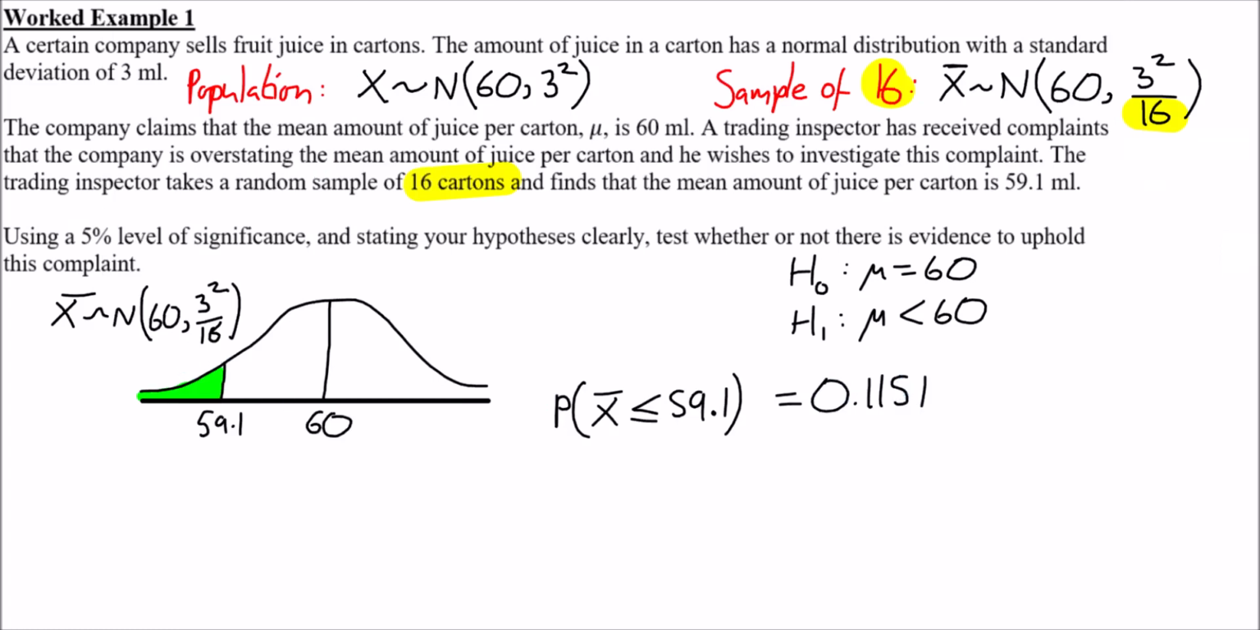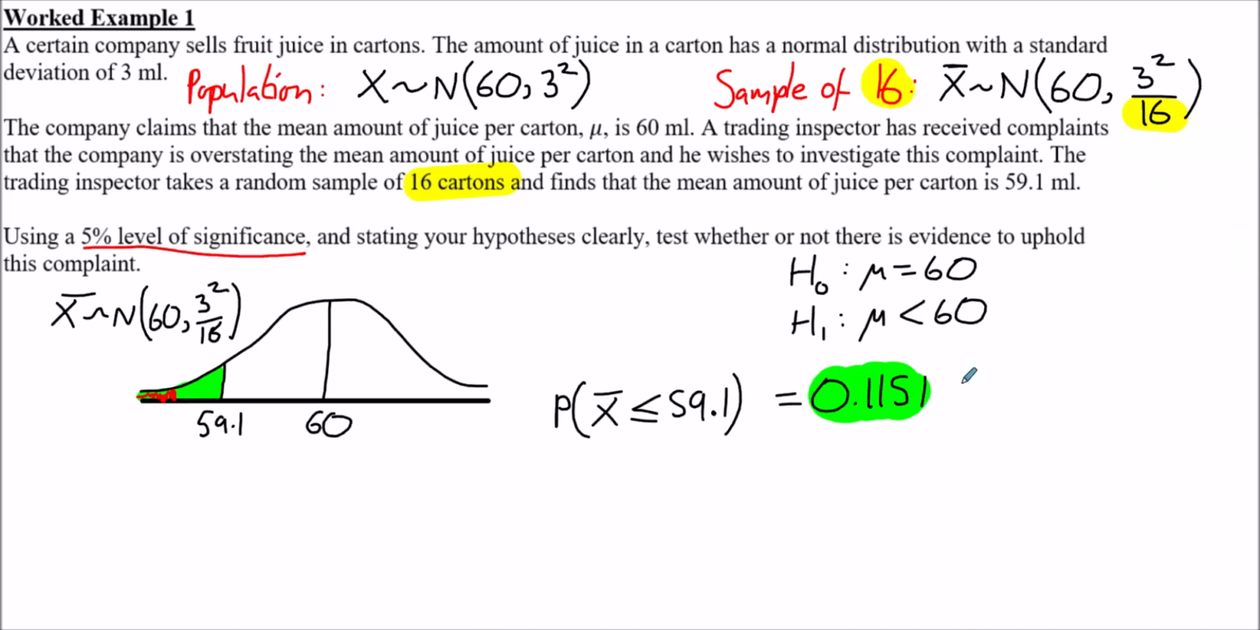So this bit of a curve here is about 11% of the entire sample. Now, we wanted a 5% level of significance. 5% is less than this tail in green. 5% would only be about half of this tail in green. The 5% point would be from this point here downwards. So 59.1 isn't in the critical region. Therefore, 59.1 is not statistically significant.